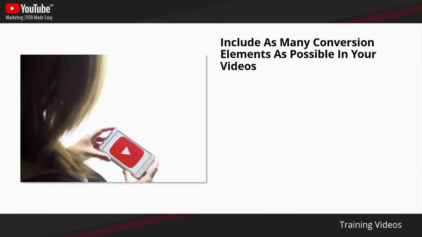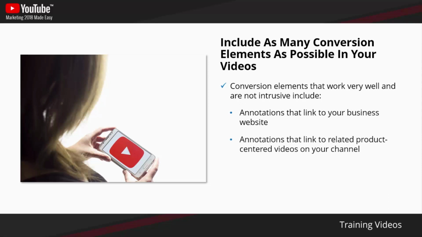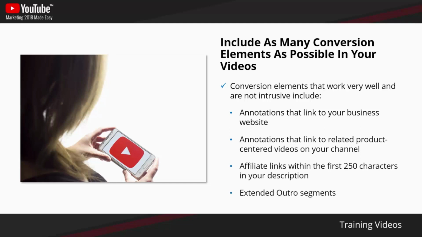Include as many conversion elements as possible in your videos. Unless your business makes its revenue by monetizing video traffic, we recommend you include as many conversion elements as possible in your videos to increase the chances of converting viewers into leads and customers. Conversion elements that work very well and are not intrusive include annotations that link to your business website, annotations that link to related product-centered videos on your channel, affiliate links within the first 250 characters in your description, and extended outro segments.